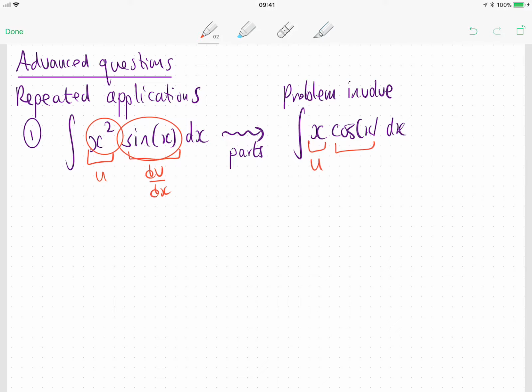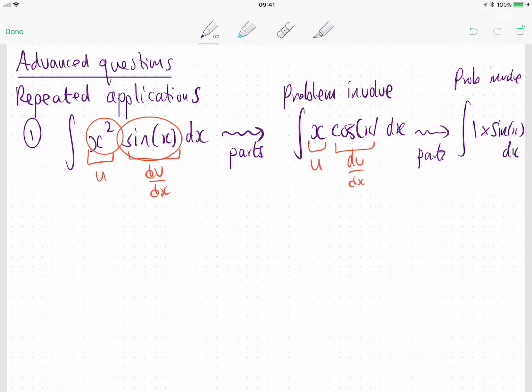Because if I apply parts again and I label x as the u, then du dx is 1. So if I apply parts again, the problem is going to involve differentiate x is 1, integrate cos, forget the sign, it's just going to be written at the front of the integral.